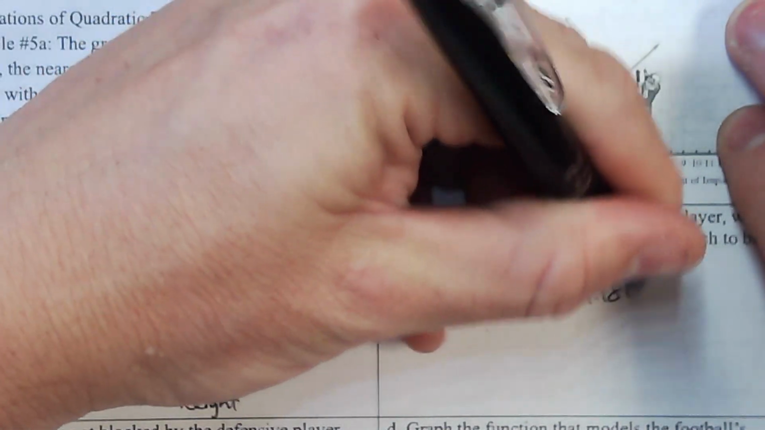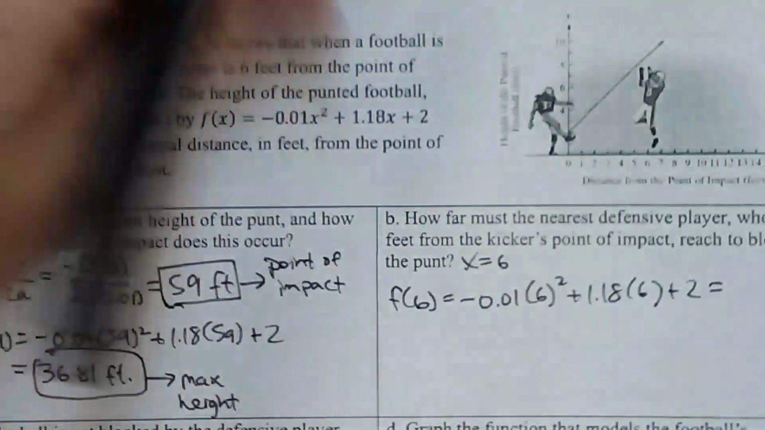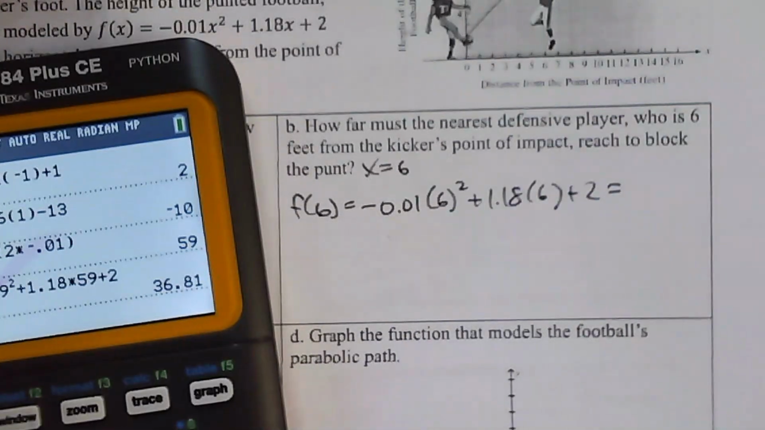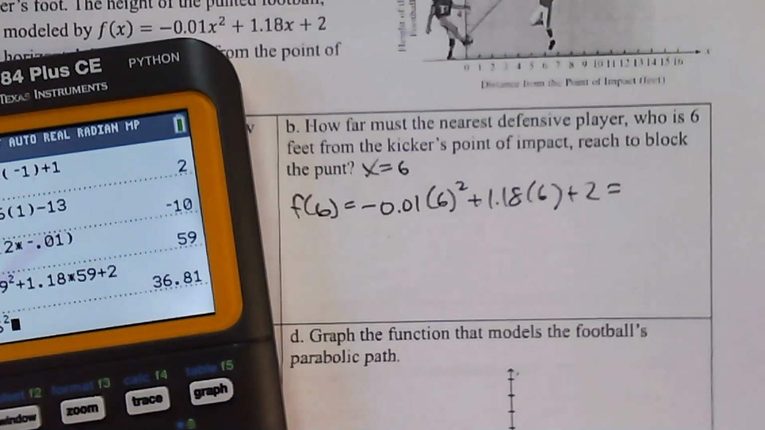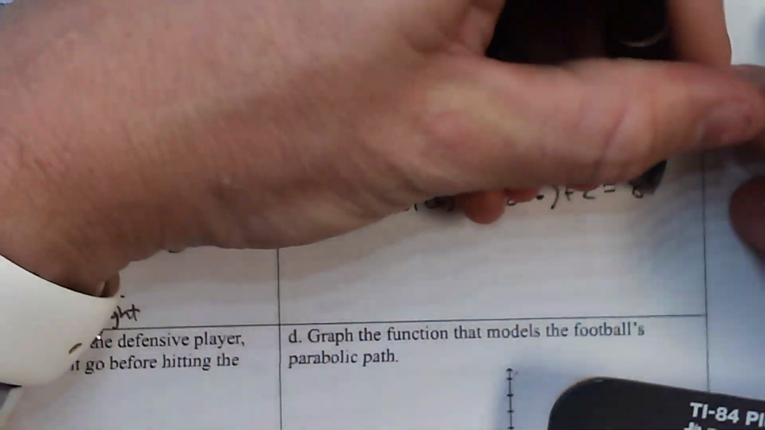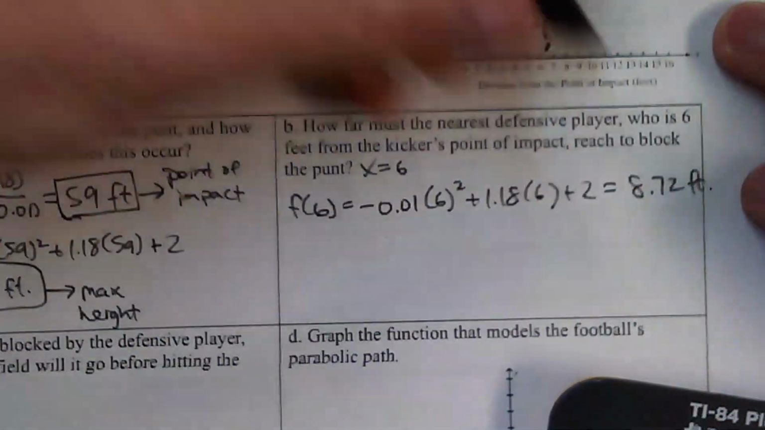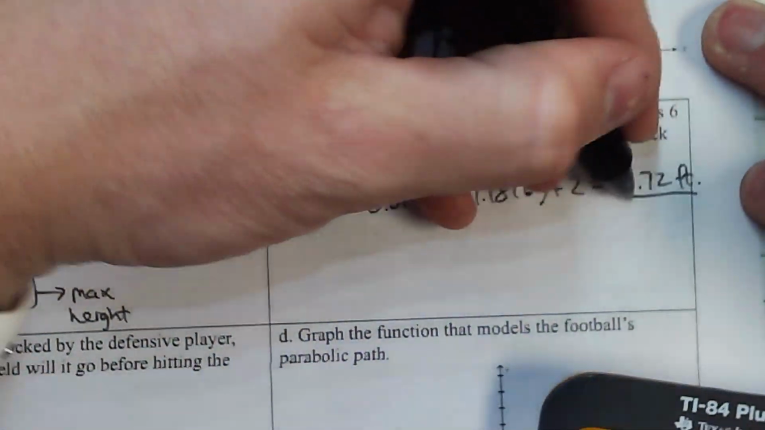6 squared. They usually do this as a function of time. Projectile motion is a very common application of quadratics. I'm not saying you'll use it in the real world, but there is real world application to this. So 8.72 feet. He's got to reach that far to be able to block it.